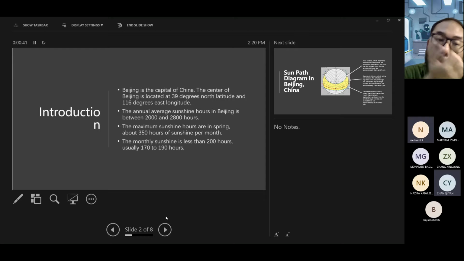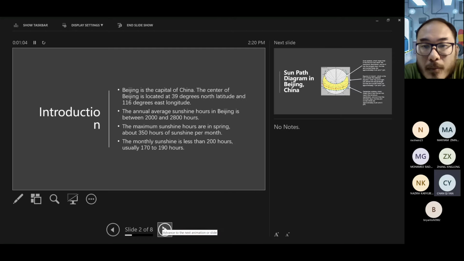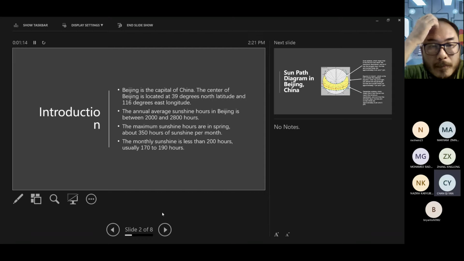Summer is the rainy season. The number of sunshine hours is reduced, and the monthly sunshine is about 230 hours. Although there is not as much sunshine in autumn as in spring, it's more than in summer, with 230 to 245 hours of sunshine per month. Winter is the season with the least sunshine hours of the year, and the monthly sunshine is less than 200 hours, usually 170 to 190 hours. Next.